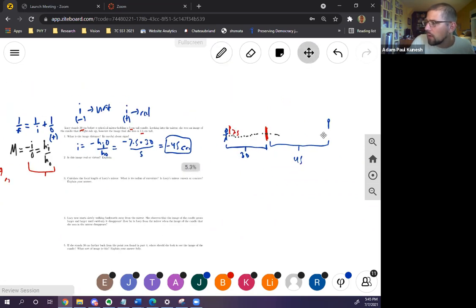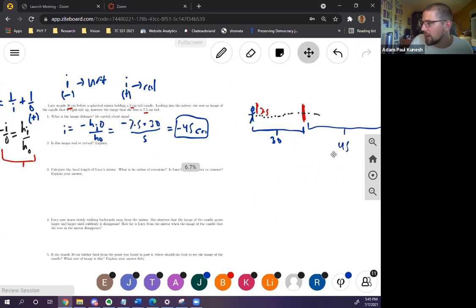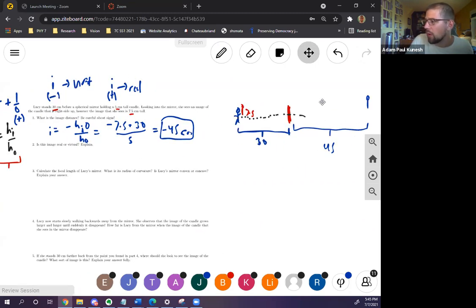Notice that it's not 45 centimeters away from Lucy, right? It's 45 centimeters away from the mirror. It's 75 centimeters away from Lucy. So again, we're measuring relative to the mirror.